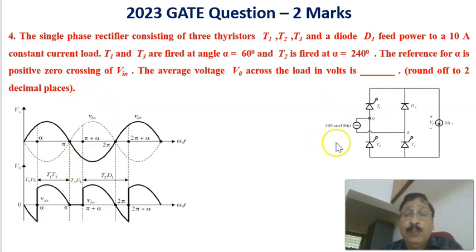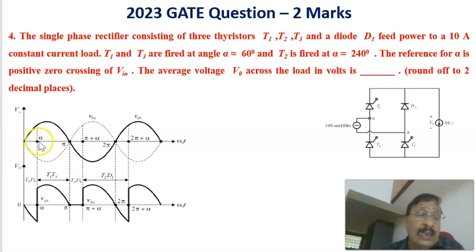Now let us see the input voltage at this point. The voltage at this point with respect to this one is shown by the dark sinusoidal waveform, and the voltage at this point with respect to this point is the dotted one. This is T1, this is T3, this is T2, this is D1, and this is a constant current source. Now at firing angle alpha, T1 and T3 are fired.